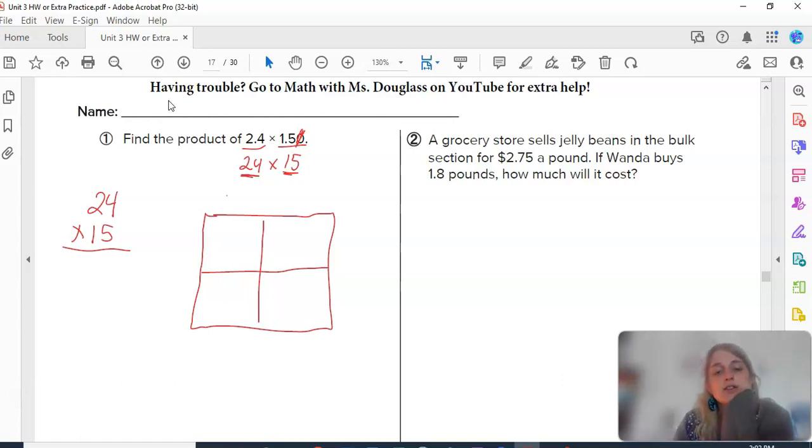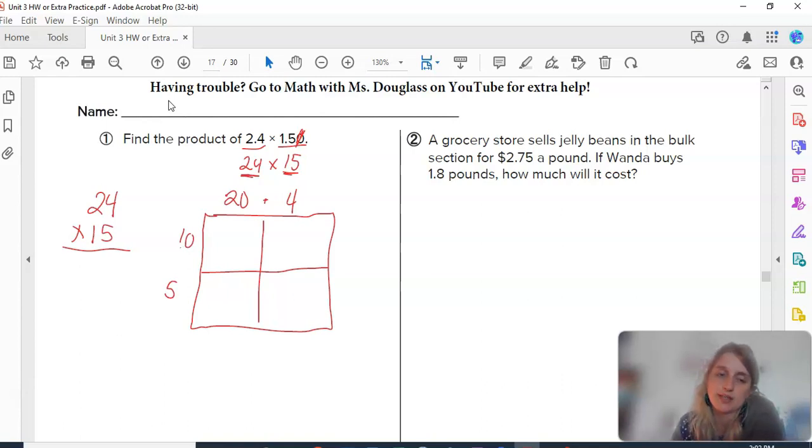So I'm going to say, okay, that 2 is really 20. And 4 together makes 24. If you want to put a plus sign here, you can. It's not required. 1 plus 5 does not make 15. It's a common mistake to write 1 and a 5, but really this is 10 and 5, because that 1 is in the tens place.